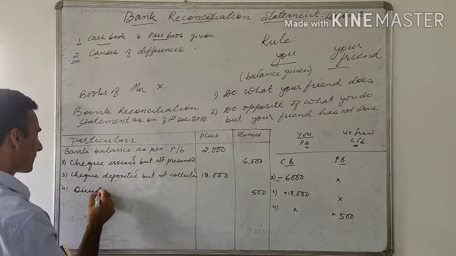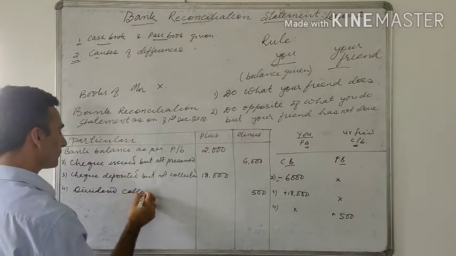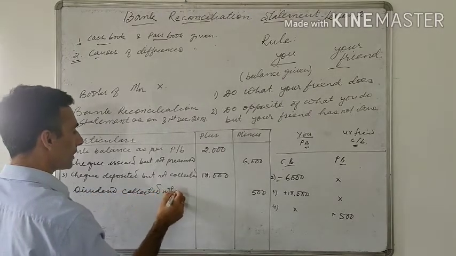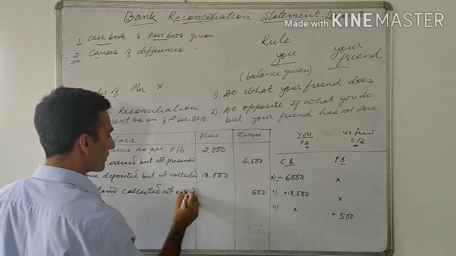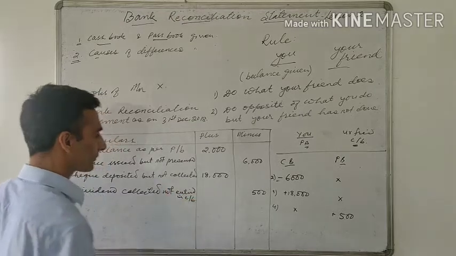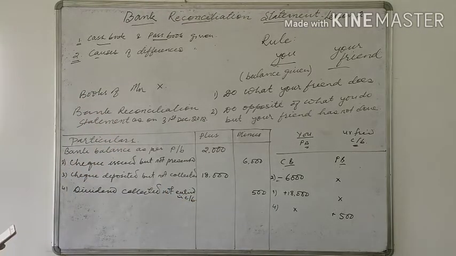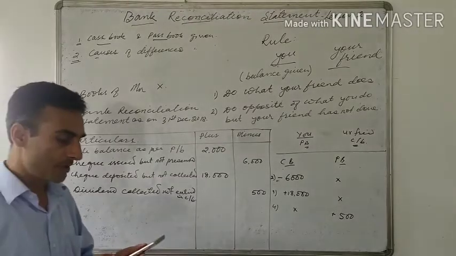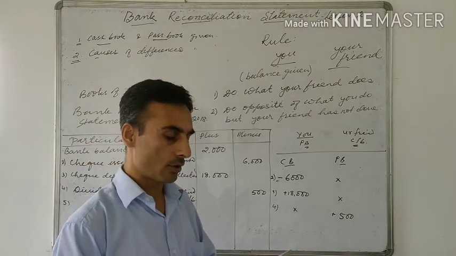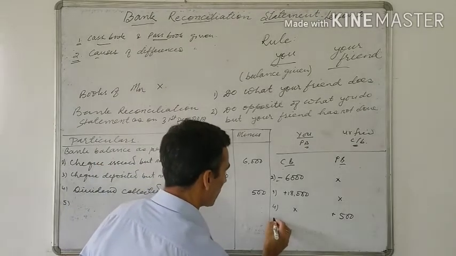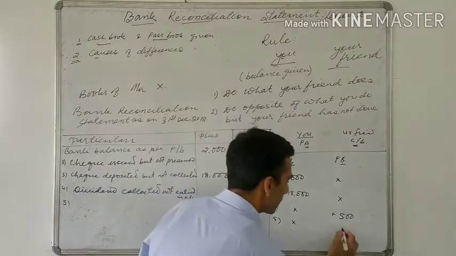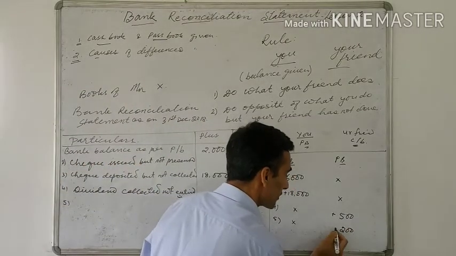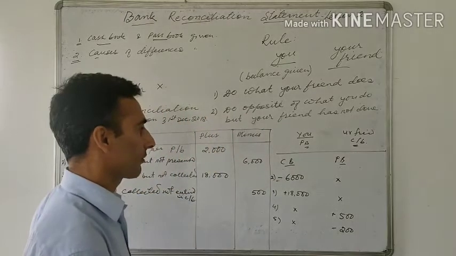Dividend collected but not entered in cash book. Number 5: bank charges debited in the passbook but not recorded in the cash book. It is not recorded in the cash book, but it is debited in the passbook. So it is 200, and charges mean payment, so minus 200.